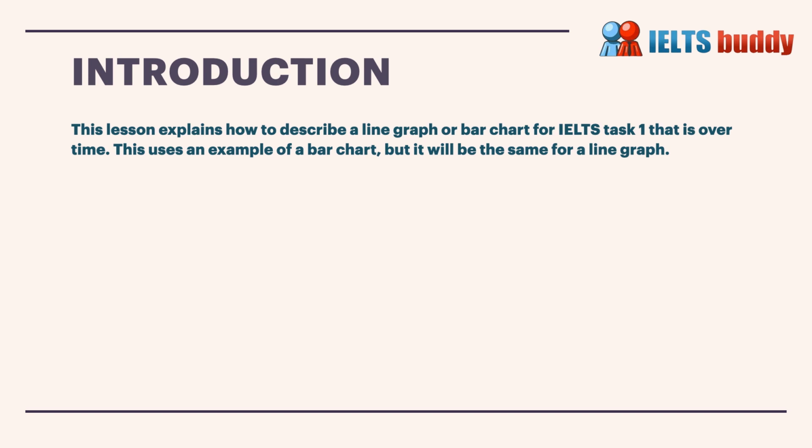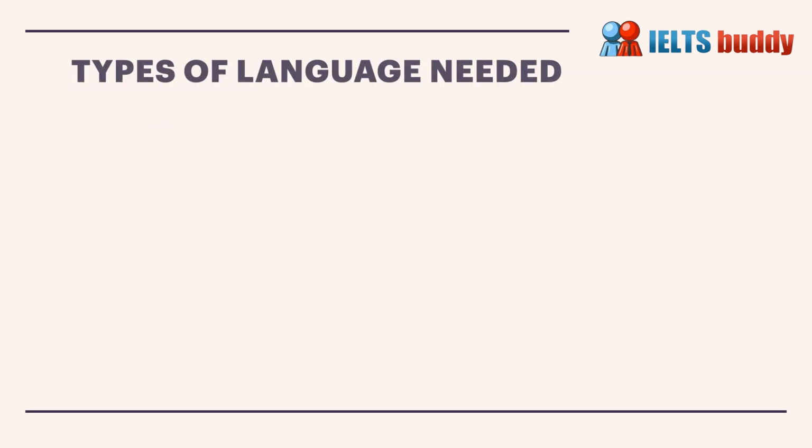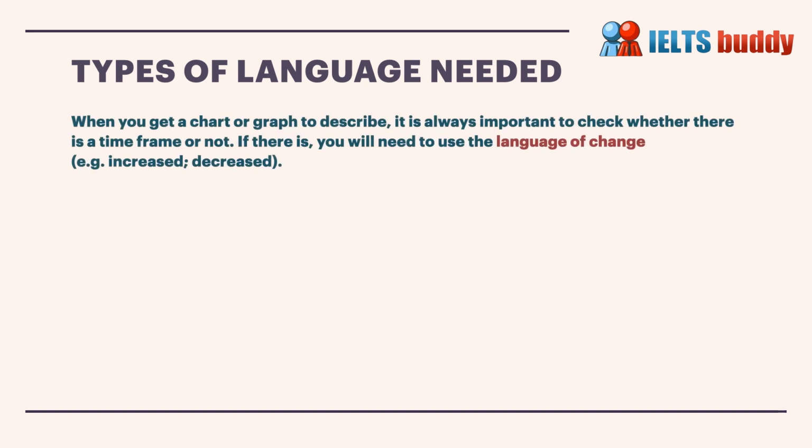Okay, in this lesson, we're going to explain how to describe a line graph or bar chart for IELTS Task 1 that is over time. This uses an example of a bar chart in this lesson, but it will be the same for a line graph. So let's look at the types of language needed.